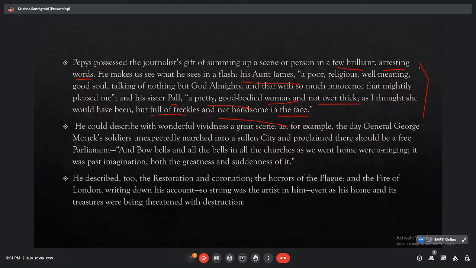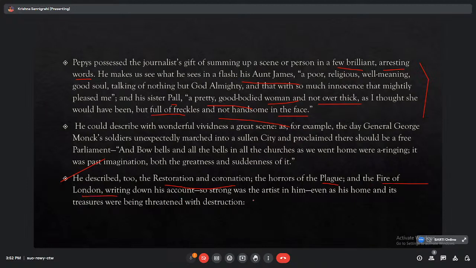So he could describe with wonderful vividness a great scene. As for example, the day General George Monk's soldiers unexpectedly marched into a sullen city and proclaimed there should be a free parliament. And then goes on to say that bow bells and all the bells in all the churches as we went home were a ringing. It was past imagination, that is beyond imagination, both the greatness and suddenness of it. He described too restoration and coronation, the horrors of the plague, and the fire of London.